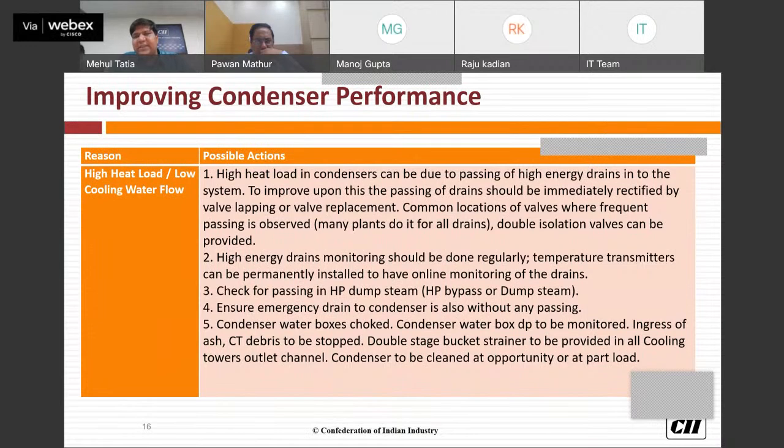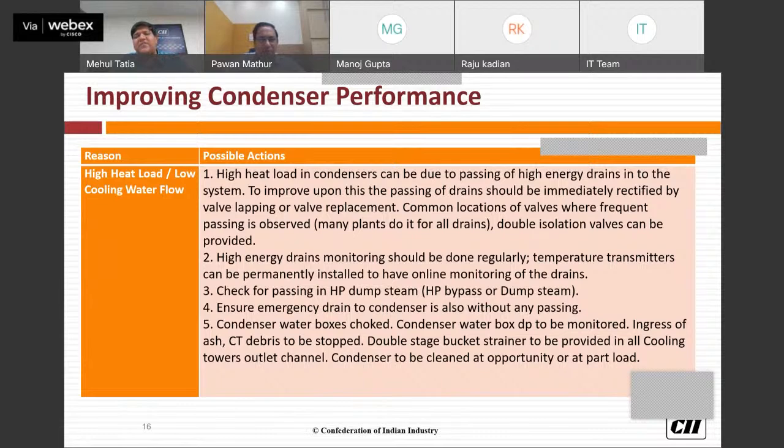Next, in the same continuation to vacuum systems is the condenser performance. In condenser performance, there are three major issues. One is the high heat load. When I say high heat load, there are two reasons for it. One is either there is excess heat getting added to the condenser through your high temperature drain valves, be it steam chest drain, be it HP heater dump or HP steam dump or something like that. So you have to ensure no excess steam or excess heat load is getting added to your condenser.